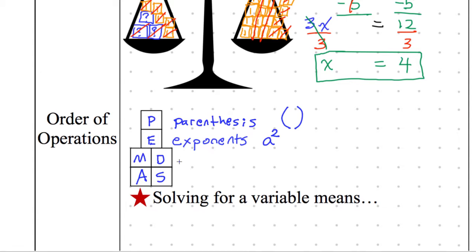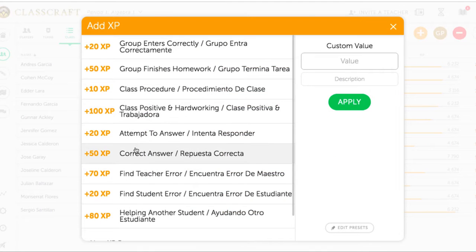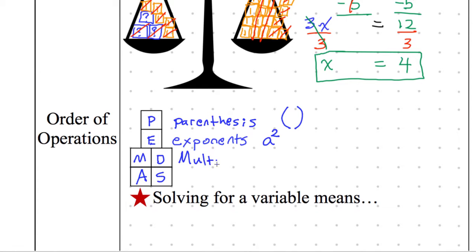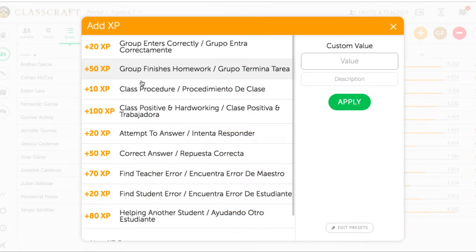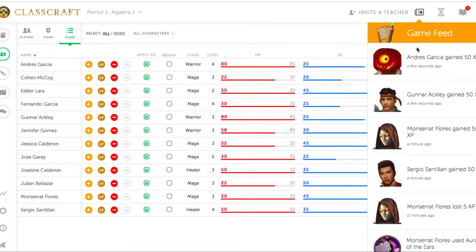Ooh, what does the M stand for? Gunner. Multiplication. There it is. Multiplication. So something times something else. And then I'm going to do this in a different color. The D stands for, Andres? Division. There it is. So something divided by something else, or you can have this divided by symbol. Andres, there's your 50. Did I give Gunner? I did, okay. Whoa, Andres, nice.